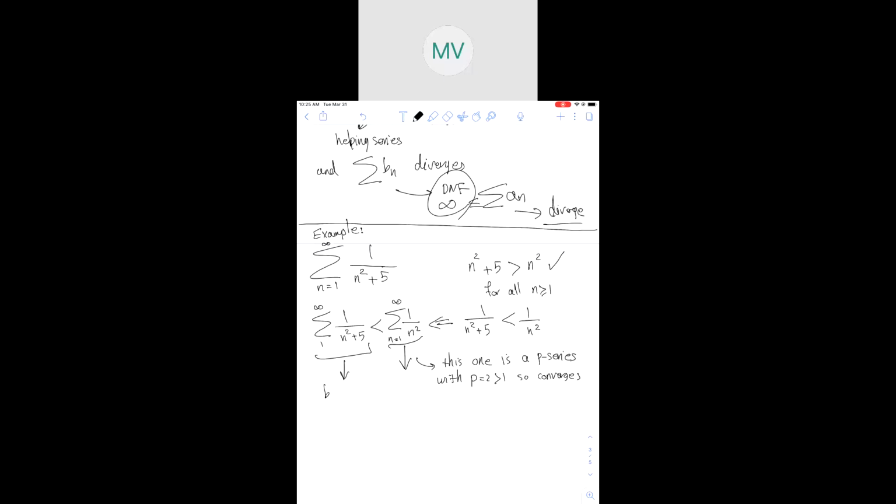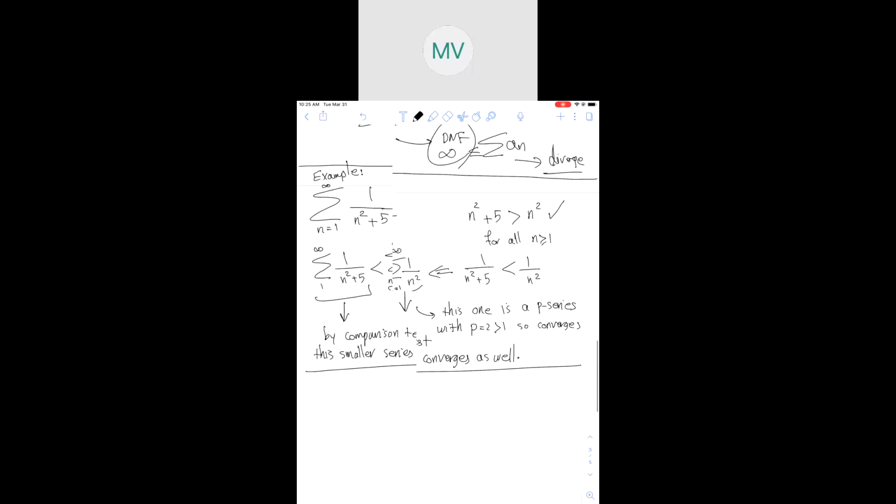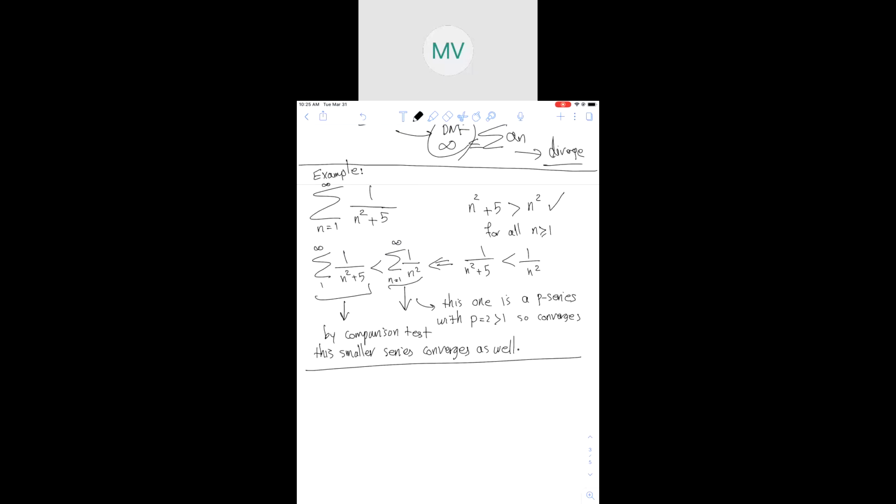Now, by comparison test, this smaller series converges as well. And that will be it. Okay.